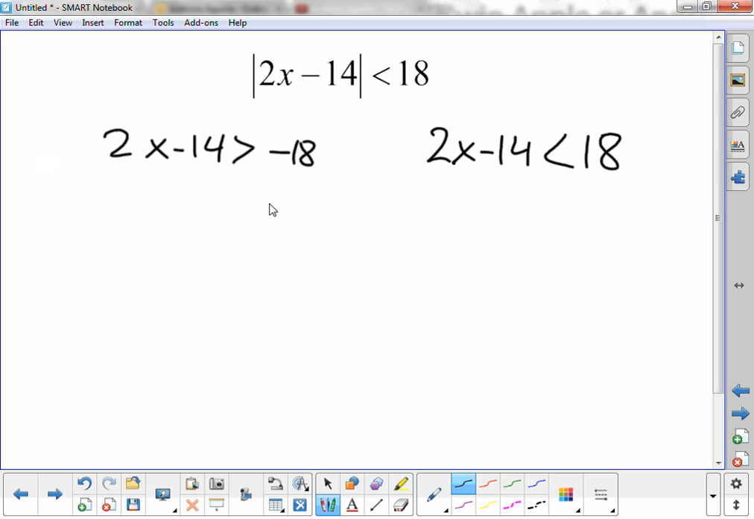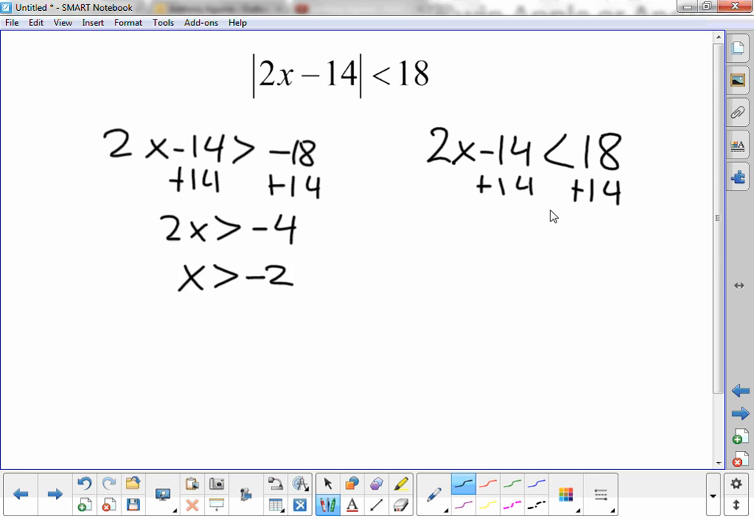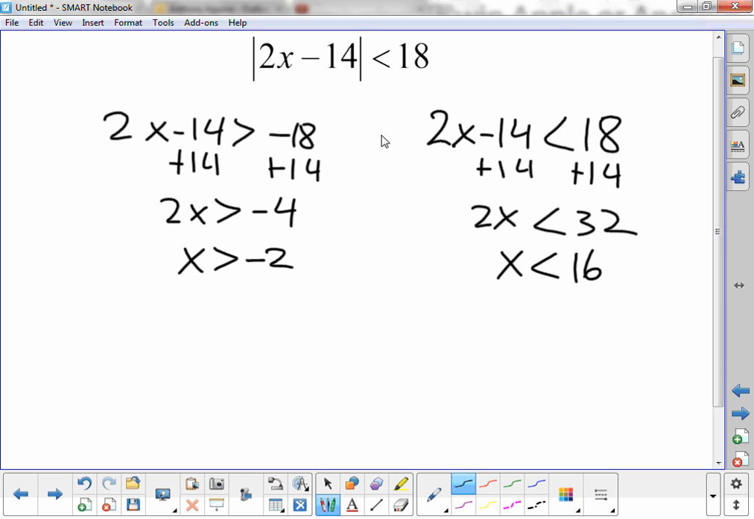So we got two inequalities, now you just solve both of these. So add 14 plus 14, you get 2x is greater than, it's going to be a negative 4, divide by 2, x is greater than negative 2. Other side is add 14 plus 14, so you get 2x is less than 32, divide by 2, x is less than 16.